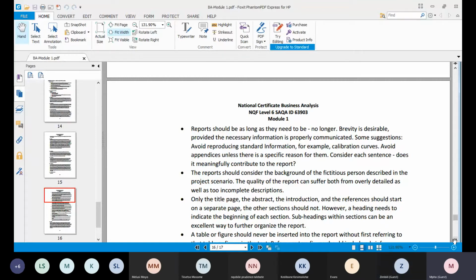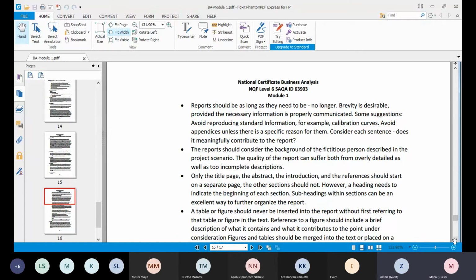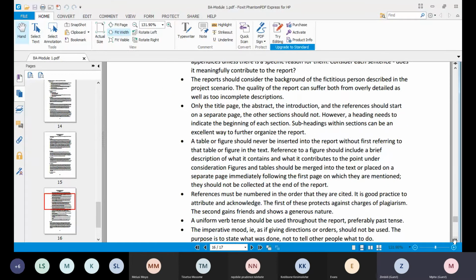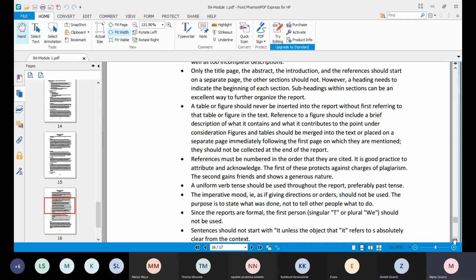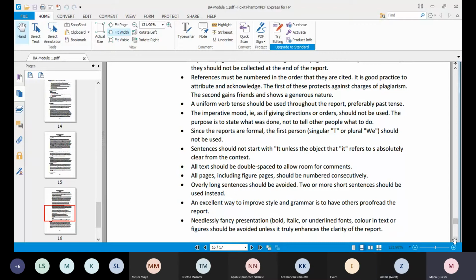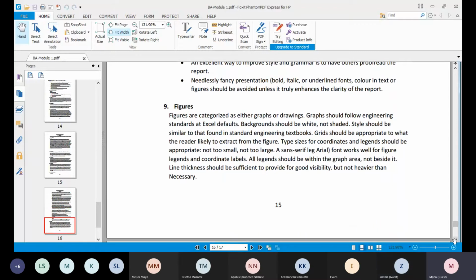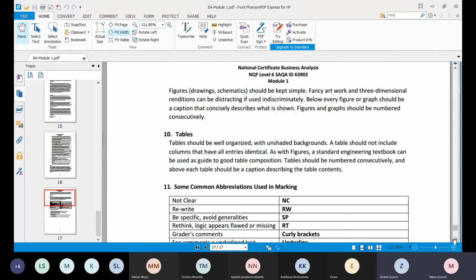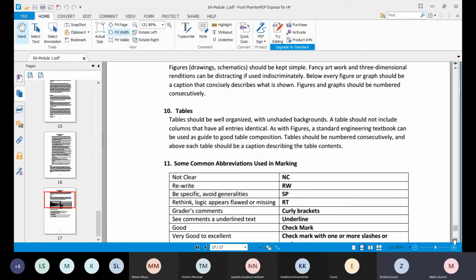And we have figures, which are visual presentations of your findings, like your graphs and drawings. If you're going to include figures in your report, you should label them accordingly, and the labeling should also be consistent. And lastly, we have tables, which should also be numbered consecutively with captions describing the content.